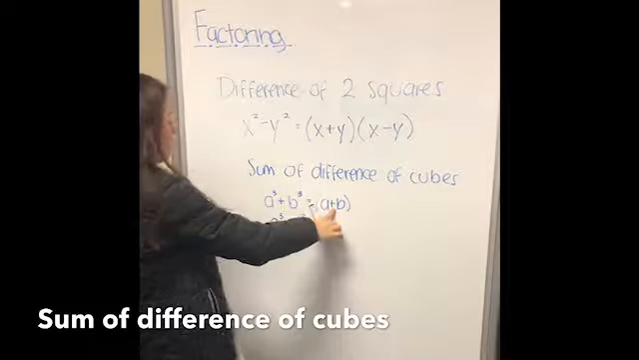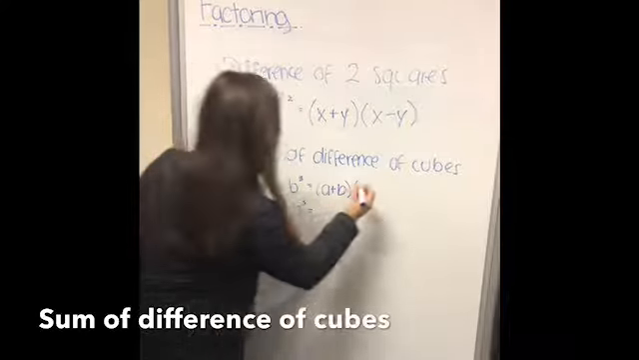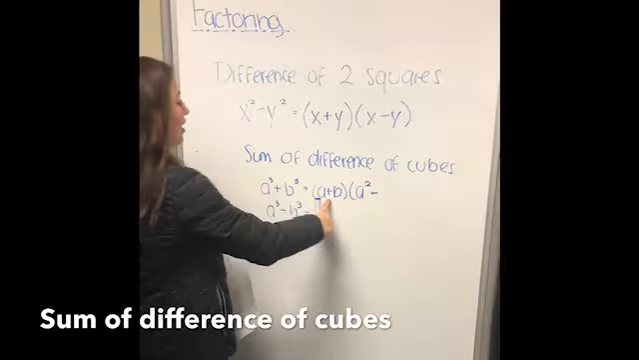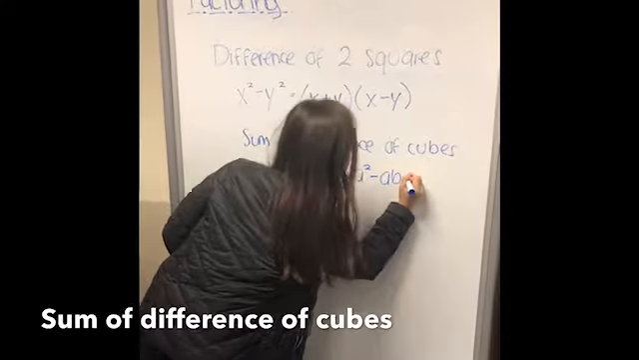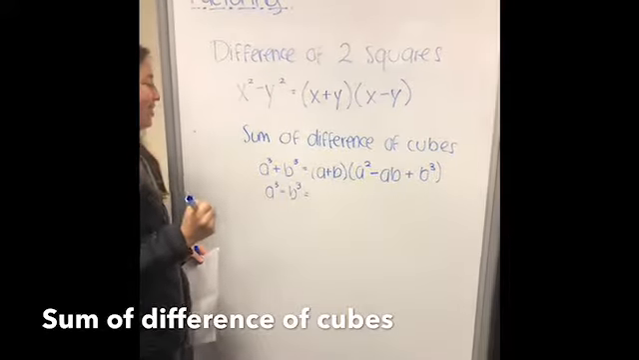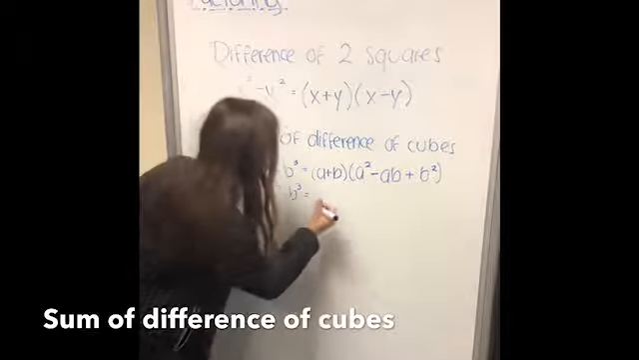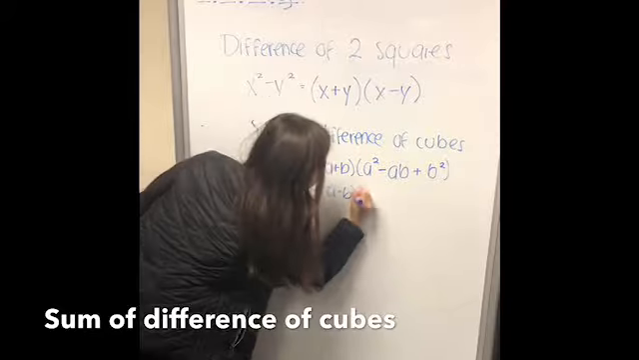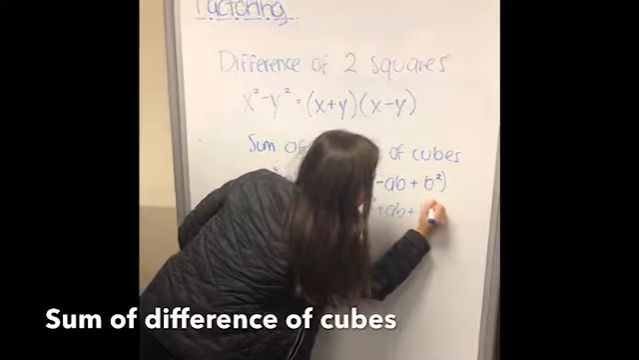In case you have positive, it has to be the same, and then a squared minus, remember, it has to be different, minus ab plus b squared. And then it's the same in here in negative, you just have to put the negative sign, and here it has to be opposite, and then ab plus b squared.